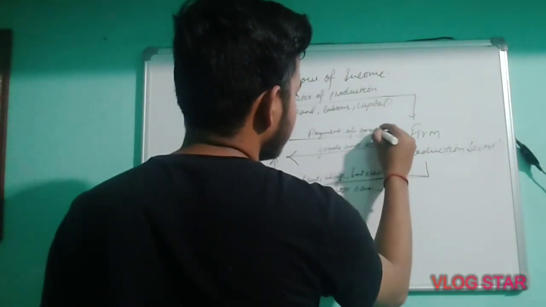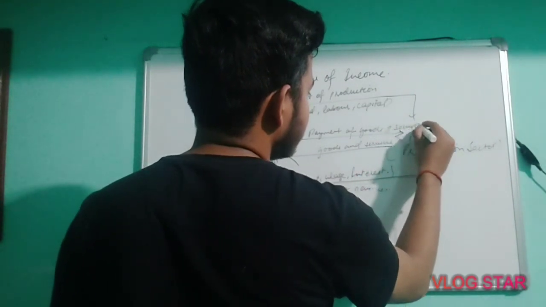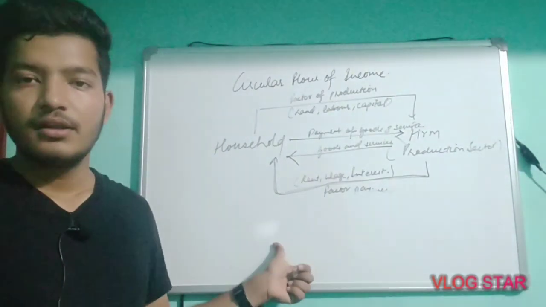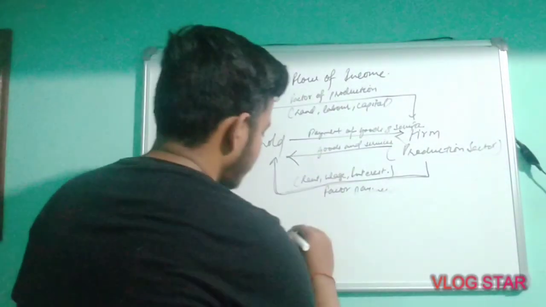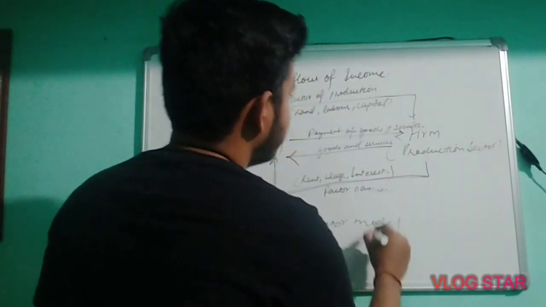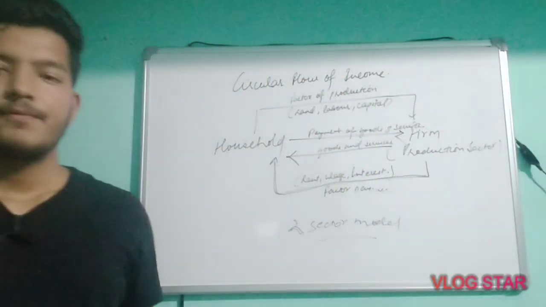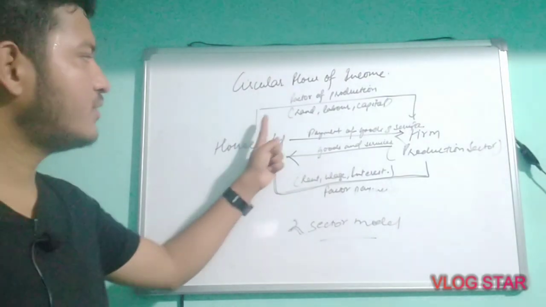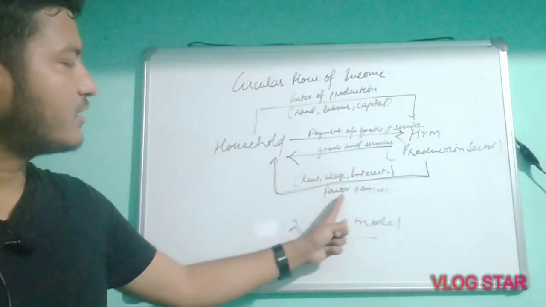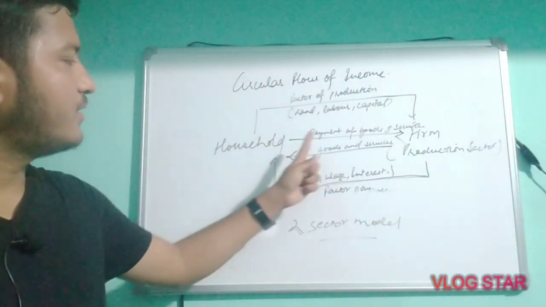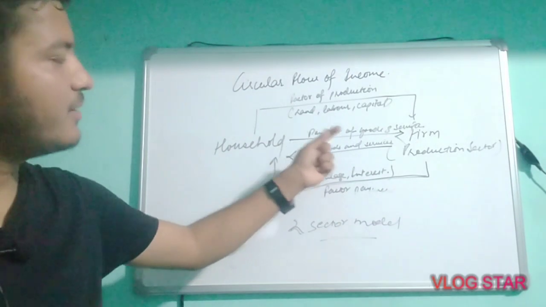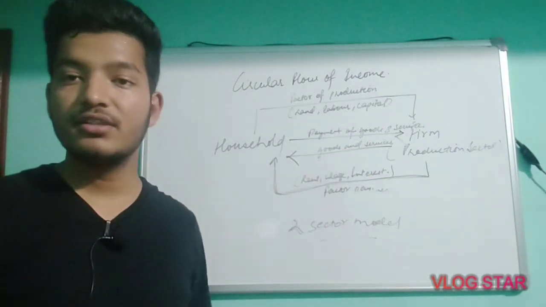Payment of goods and services. So this is the two sector model of circular flow of income. We can see here household gives factors of production to the firm, and firm gives factor payment to the household, and after that firm produces goods and services and household buys those goods and services and gives payment for the goods and services.